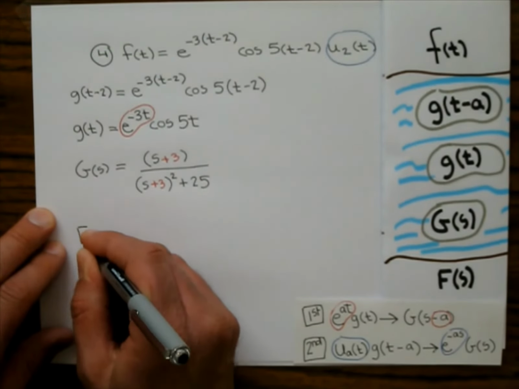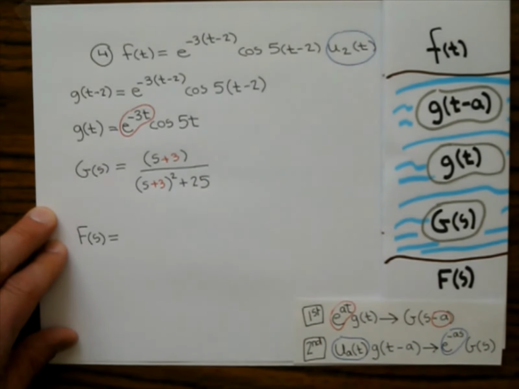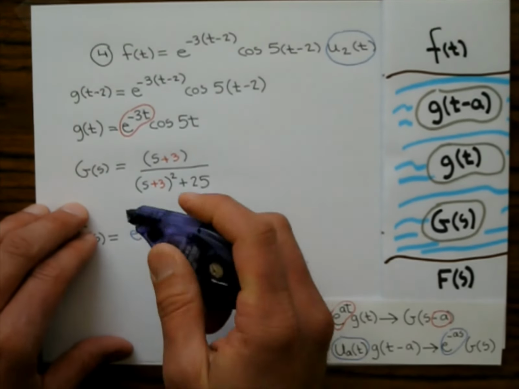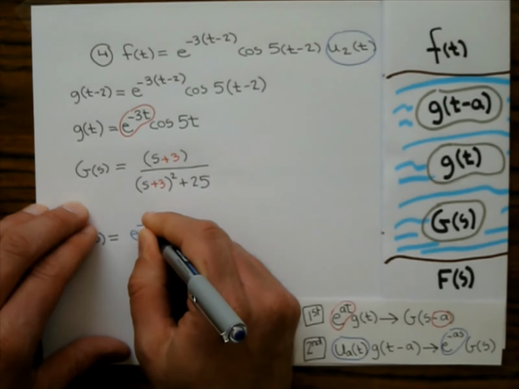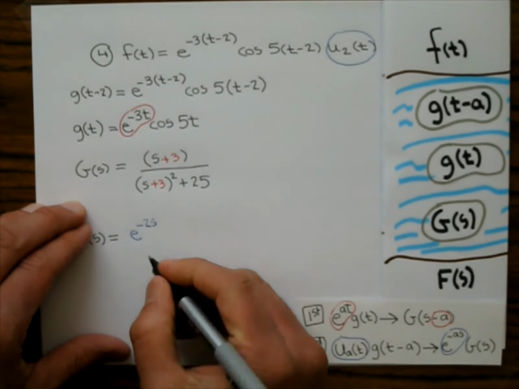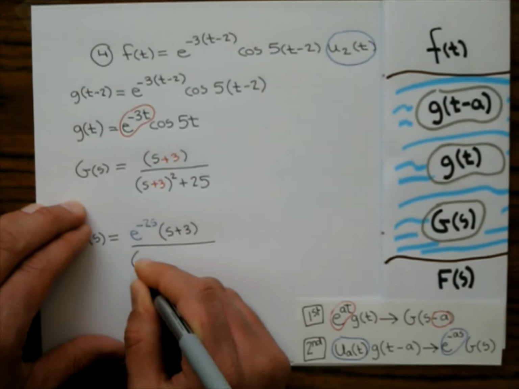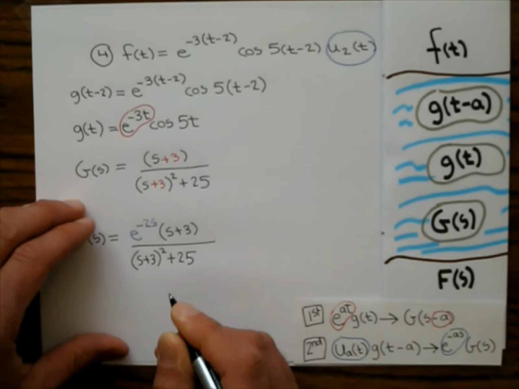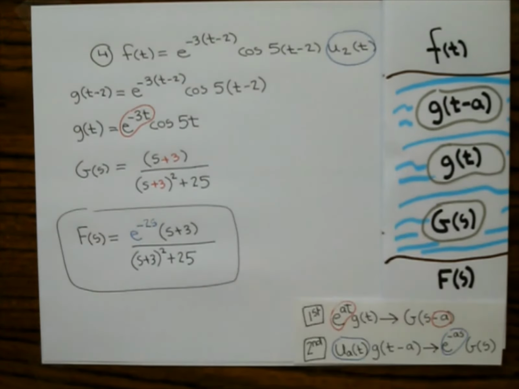So let's go ahead and officially write out our answer. F of s equals e to the negative 2s, and then I'll multiply it by this. So this is s plus 3 on the top, and then on the bottom we have s plus 3 squared plus 25. I'm not going to put the plus 3's in red now. And this is the Laplace transform of that function there.